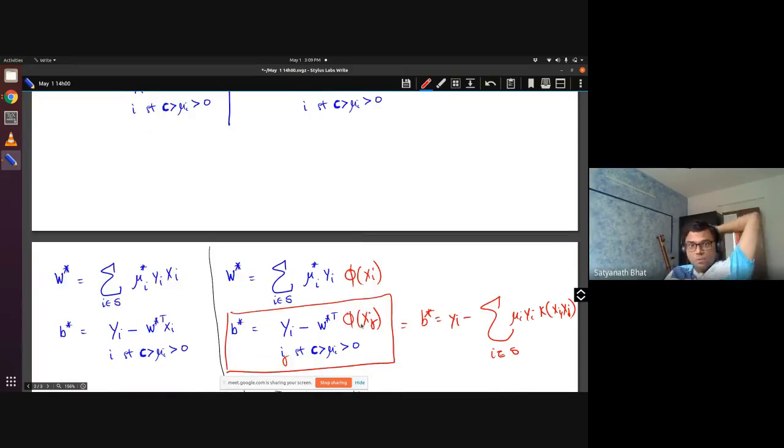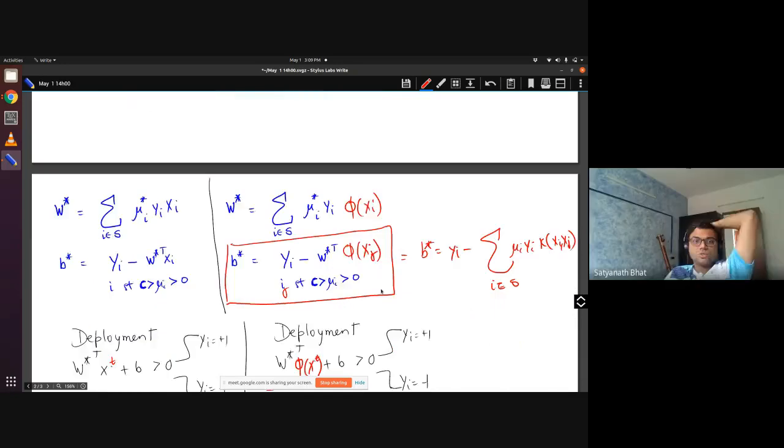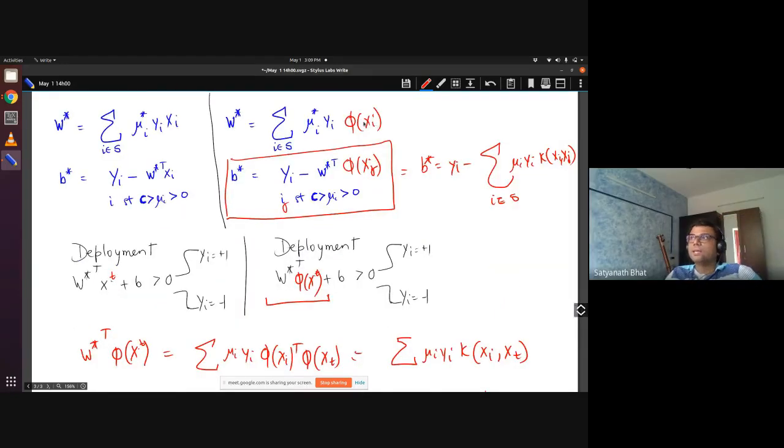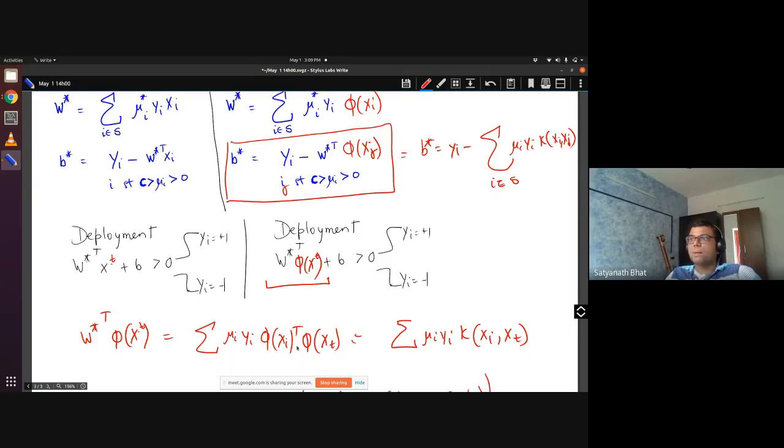Yes, sir. So if phi of xi is infinite, there is nothing you can really do with W star and B star. Conceptually, if phi of xi is an infinite dimensional vector, you can't even store it, you can't even compute it. Siddharth? Yes, sir. So we will not do anything right away. What we do is, during deployment, we understand that we have to do W star transpose this. When you transpose, something nice happens. This phi of xi transpose phi of xt comes, and that we know how to compute using the kernel. Okay, so that is what we do. Siddharth, do you follow this?